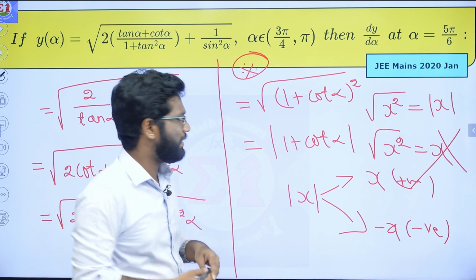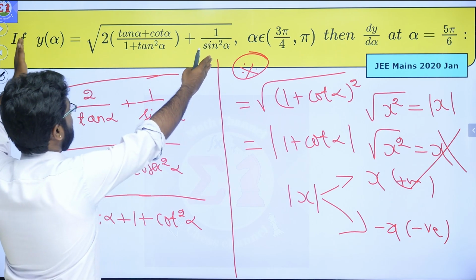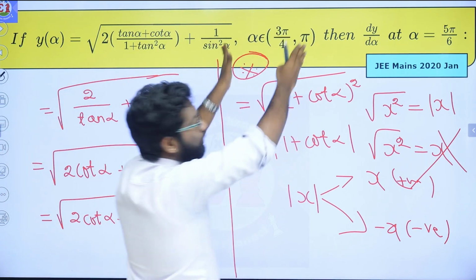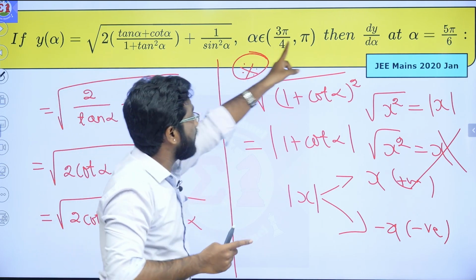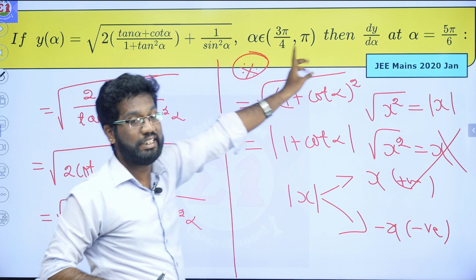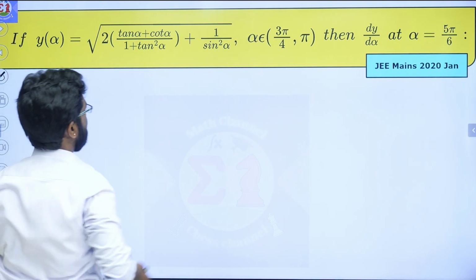How, sir? That means here, see, my dear students, 1 plus cot alpha. They have given that this entire function comes under this interval alone. That's what they are saying, my dear students. The entire interval comes in this direction alone. So let me explain to you.